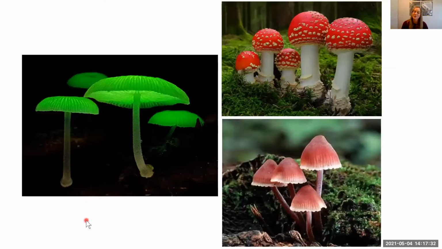So here's our first group. It's called the Agaricales. They are agarics. And basically that means that they have a cap and a stalk and they have gills. Let's start on the top right. You've probably seen this kind of mushroom before, the Super Mario mushroom. This is called an Amanita. It's got a white stalk and it can have many different colored caps. This one has a red cap.